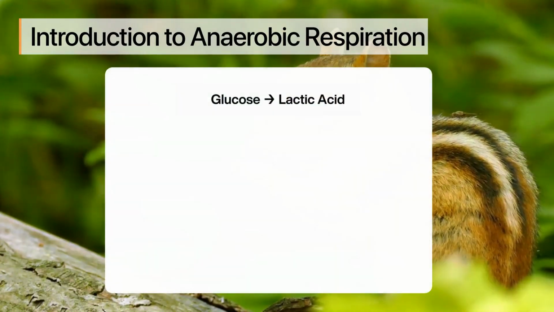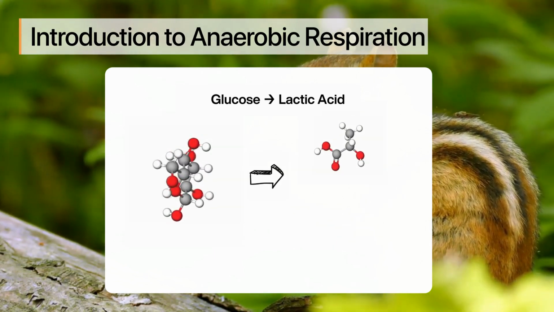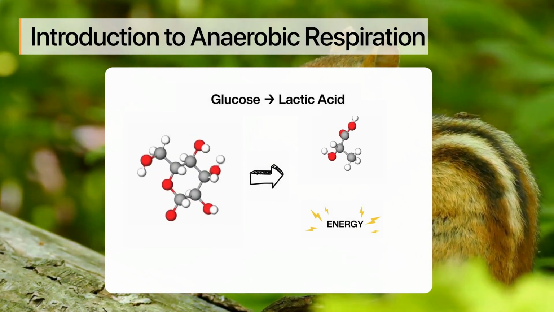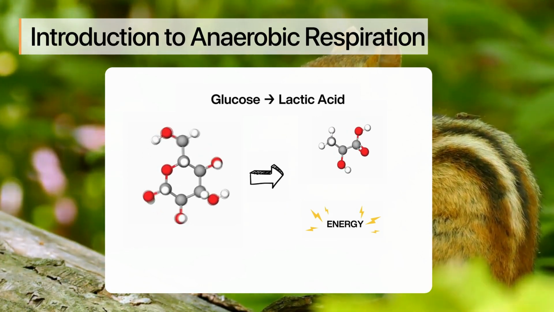During anaerobic respiration in animal cells, glucose is broken down into lactic acid, and a small amount of energy is released. This energy is sufficient to keep the cells functioning for a short period, but not as efficiently as when oxygen is available.